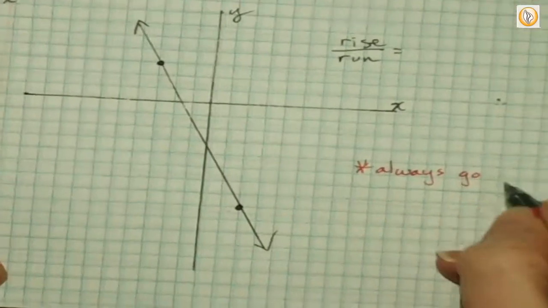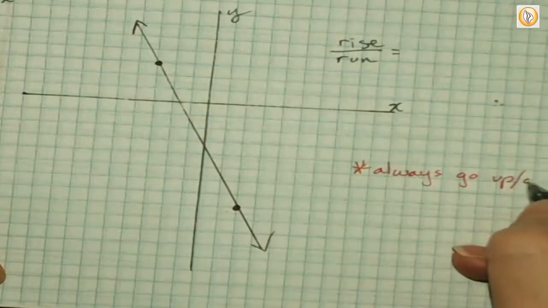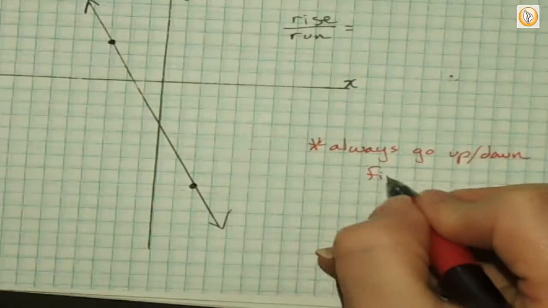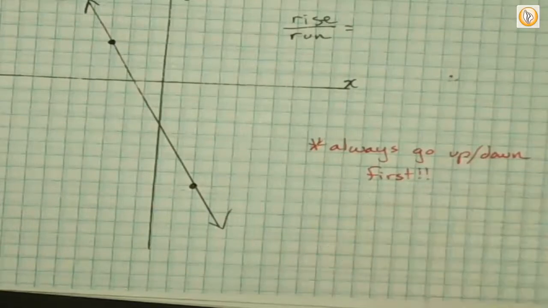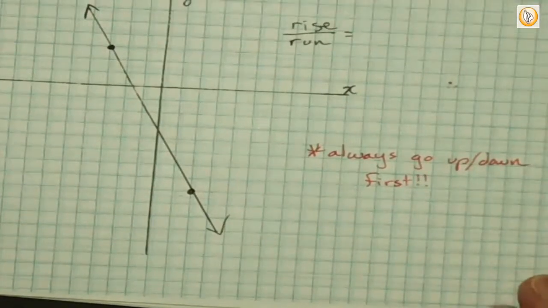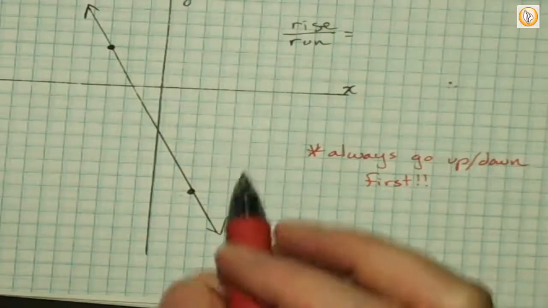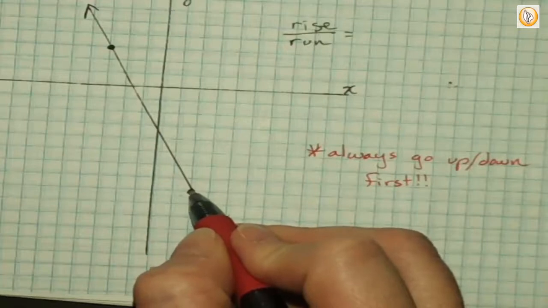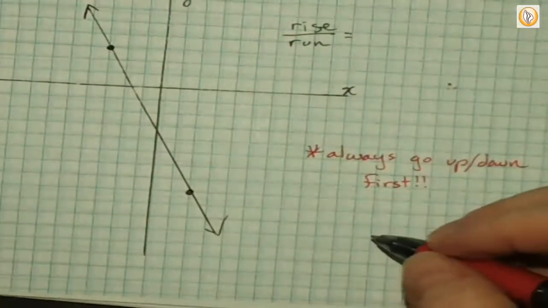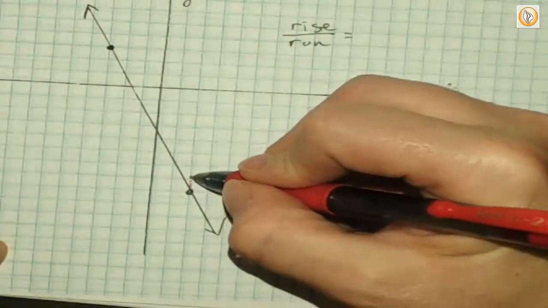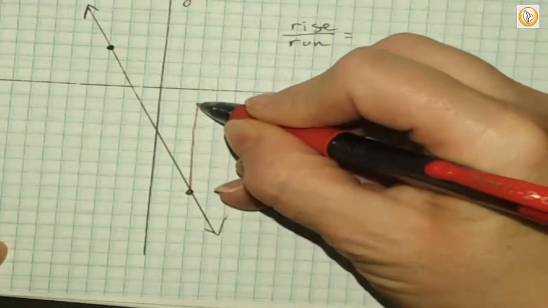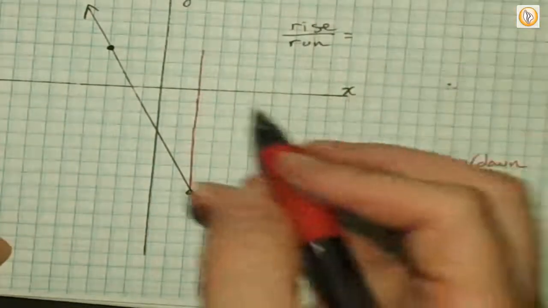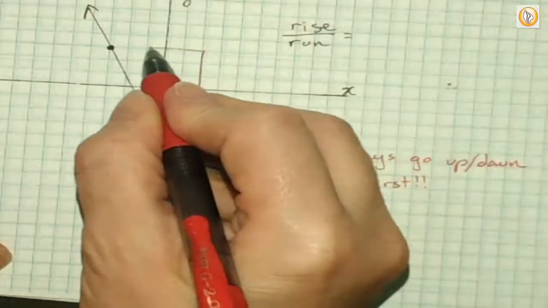Always go up or down first. So, if you are going to go from, let's say, this dot right here to this dot, I'm going to go up, and I always draw like a street map to it. And then over.